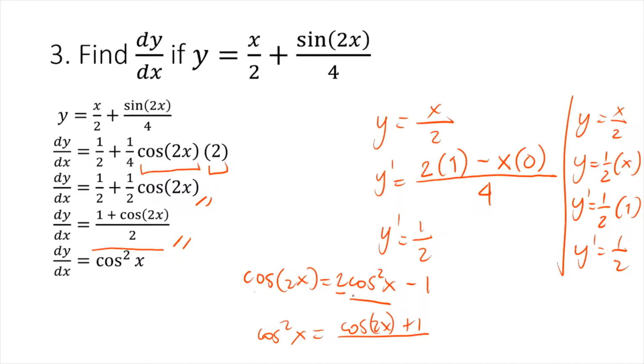Divided by 2, okay? So this is equivalent to, or this is the same as this one. And it's equivalent to cosine squared x, okay? So if it is required to simplify further using identities, then this should be our final answer. Next problem.